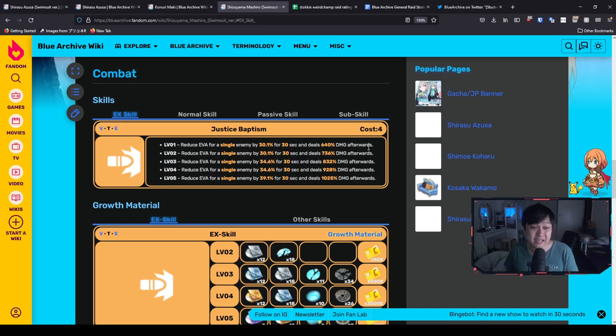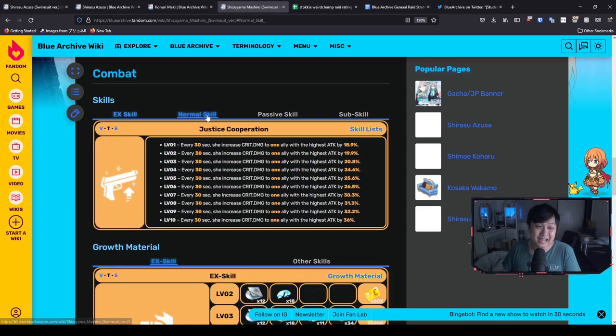insane amount of evasion. And so if we were actually able to reduce the evasion of the Tsubaki and then hit her with a massive multiplier damage, there is honestly a pretty good chance that she is going to get freaking wrecked. Honest to God, I don't know about you guys, but my Haruna misses on the Tsubakis so, so much. And so yeah, this skill, this Justice Baptism is a massive, massive deal.